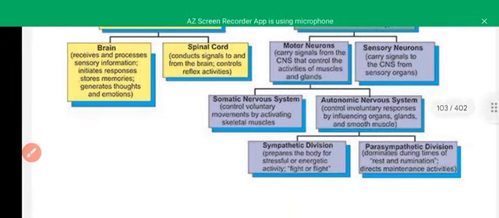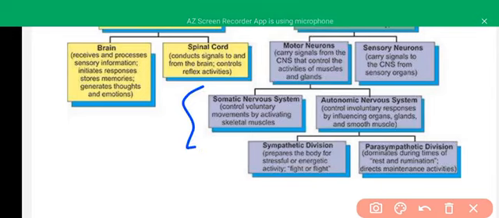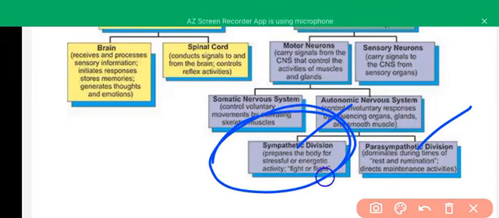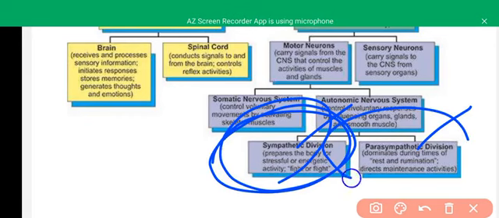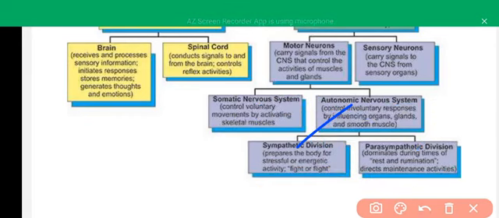Then there are the motor neurons of the somatic nervous system and the autonomic nervous system. The somatic nervous system controls voluntary movements, like controlling our skeletal muscles, and the autonomic nervous system controls involuntary responses, like influencing organs, glands, and smooth muscles. The autonomic nervous system is of two types: the sympathetic division and the parasympathetic division. The sympathetic division is for fight or flight, preparing for emergency situations, and the parasympathetic division is for normal activities, and it makes us normal.